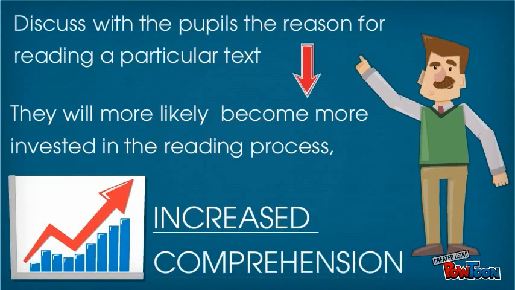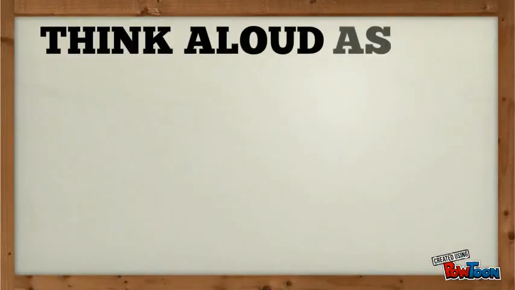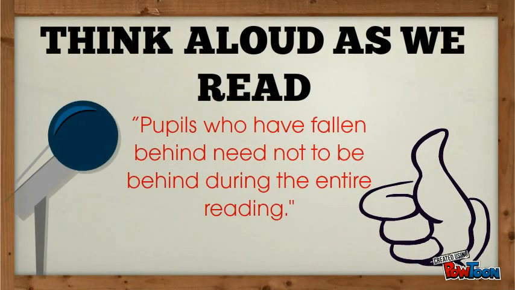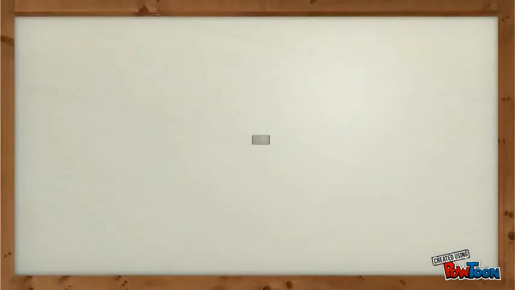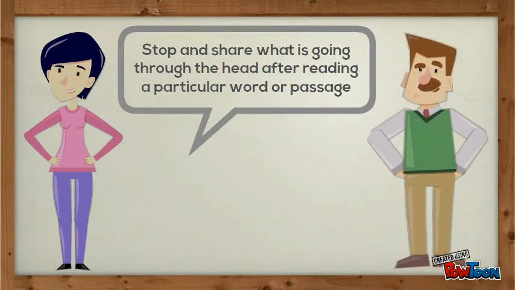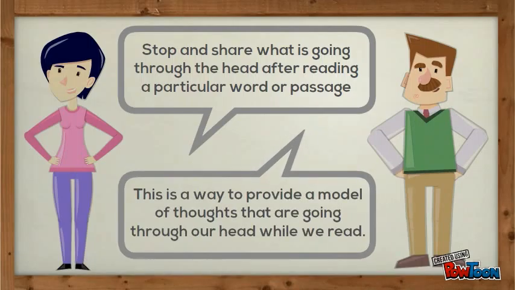The third thing to do is to think aloud as we read. Remember, pupils who have fallen behind need not to be behind during the entire reading. When reading orally to pupils, stop and share what is going through our head after reading a particular word or passage. This is not a series of mini lectures, but rather a way to provide a model of thoughts that are going through our head while we read.